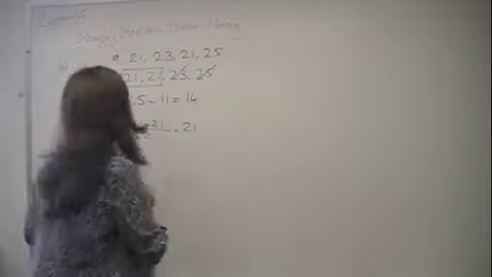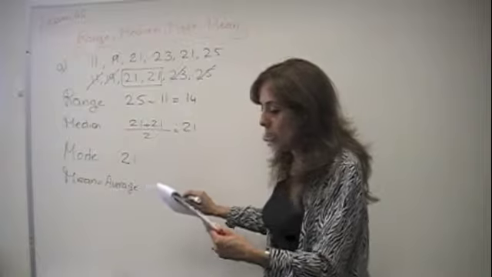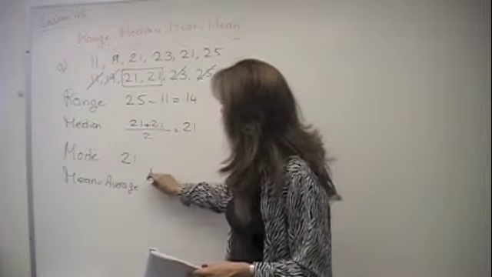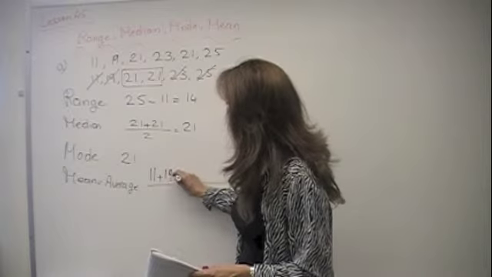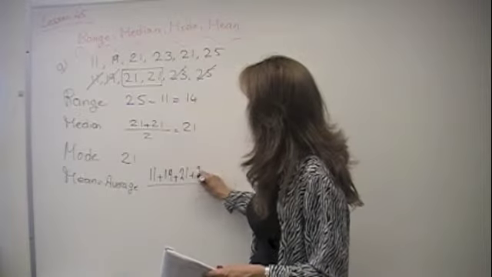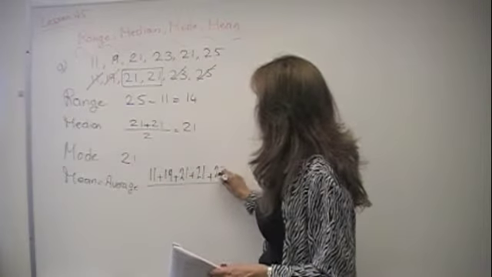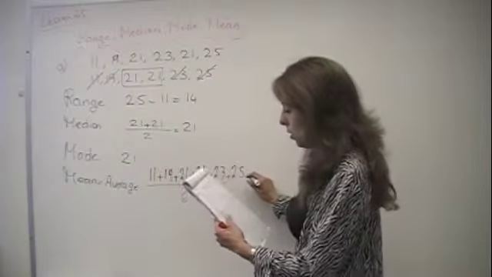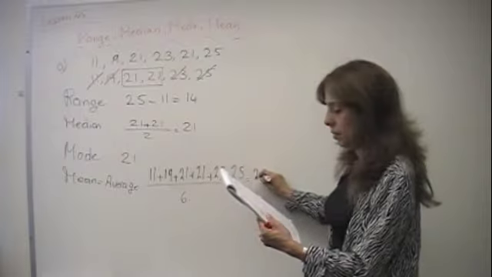Average or the mean, add them and divide by the number of addends. So that's going to be 11 plus 19, 21, 21, 23, 25 over 6, and the mean is 20.